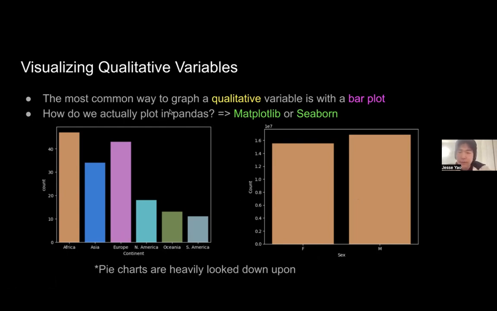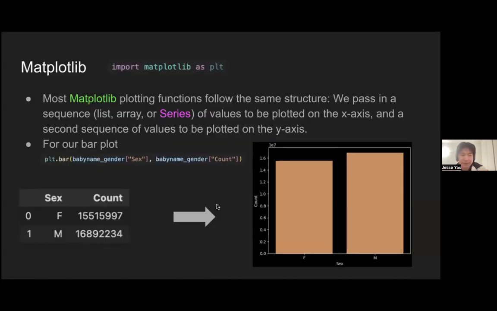So how do we actually plot in pandas? There are two main libraries that we use, called matplotlib and Seaborn. I personally prefer Seaborn because it's newer and the functions are easier to use. But matplotlib is also very popular; you can compare it to C and Python. It's just your personal preference.